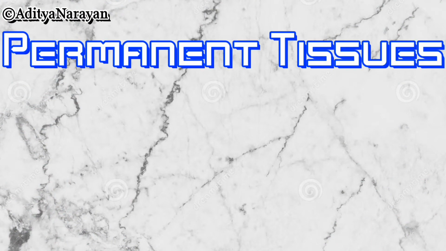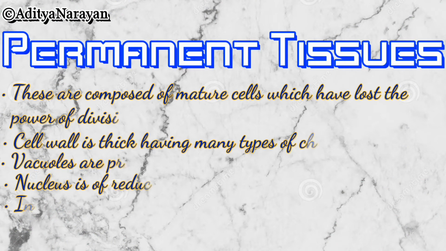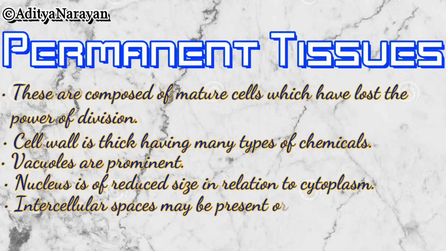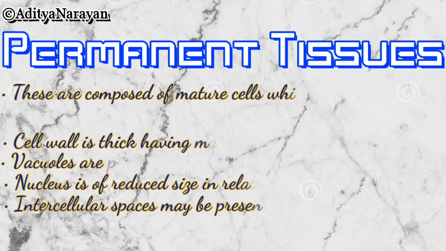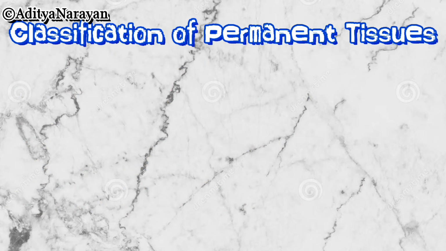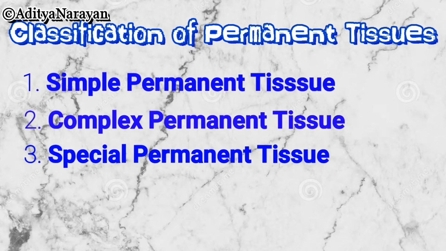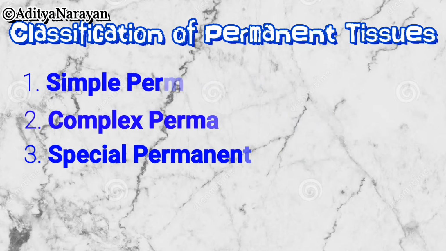Permanent tissues. These are composed of mature cells which have lost the power of division. Cell wall is thick, having many types of chemicals. Vacuoles are prominent. Nucleus is of reduced size in relation to cytoplasm. Intercellular spaces may be present or absent. There are three types of permanent tissue: simple permanent tissue, complex permanent tissue, and special permanent tissue. However, the latter is not to be dealt with now.